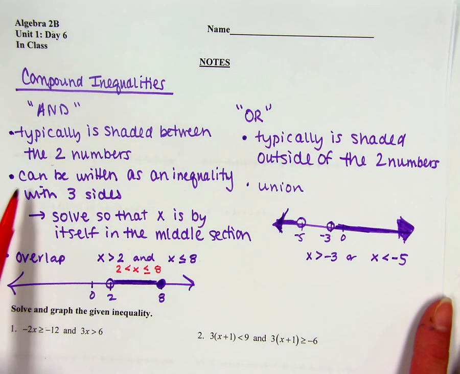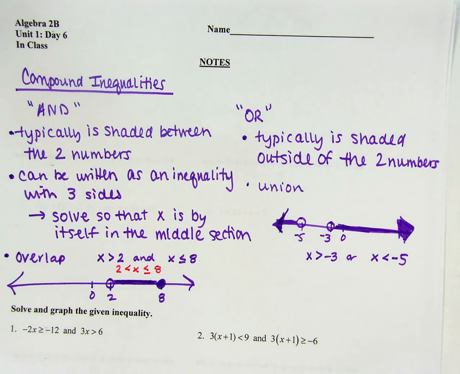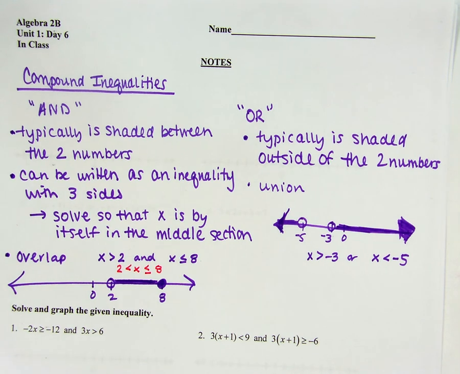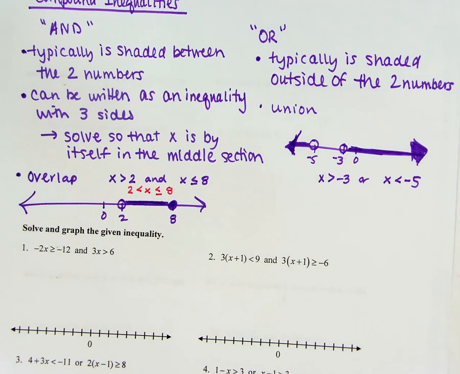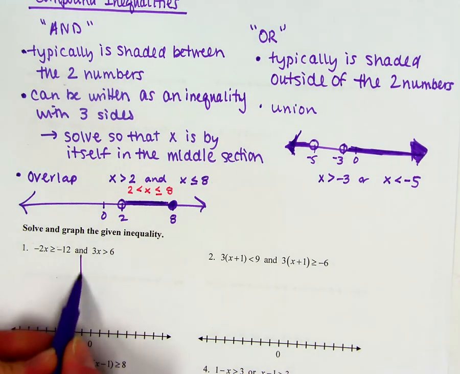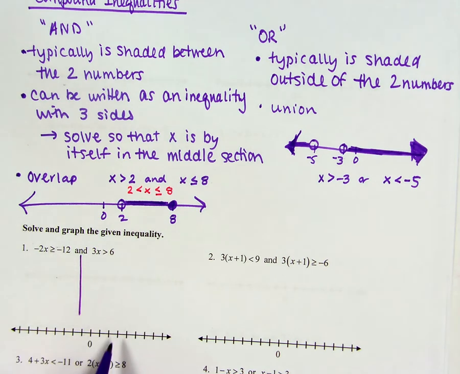All right, if that's the case where you're originally given the three-sided inequality, then you're going to solve for x so that x is by itself in the middle section. All right, if you need to write these down, pause the video, otherwise we're just going to go on to the problems. So number 1 says solve and graph the given inequality. So you're going to look at these as like two separate problems. First solve this side, then solve this side.